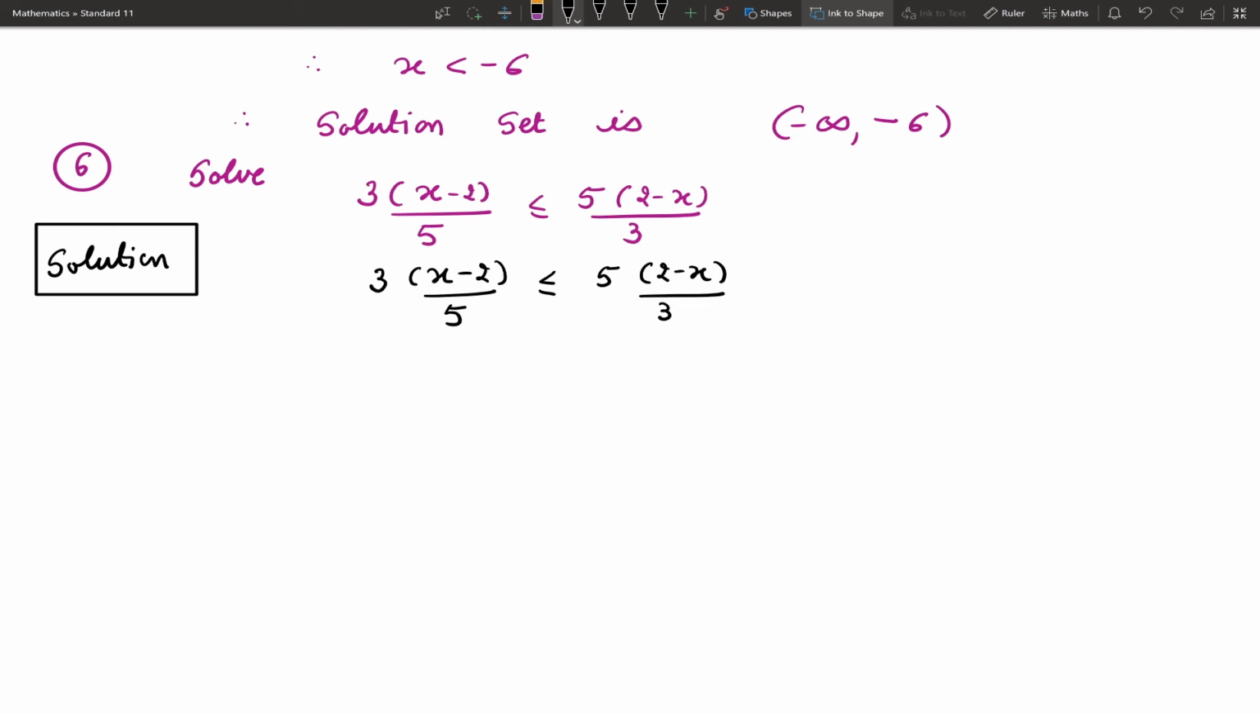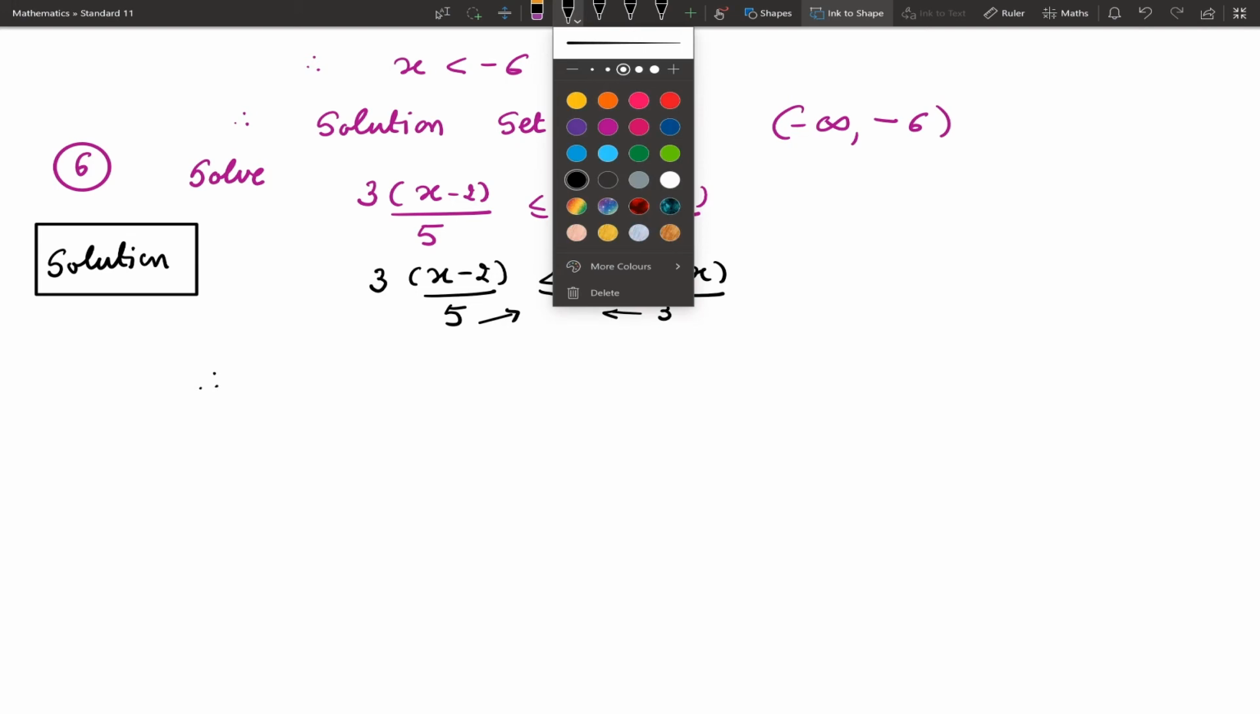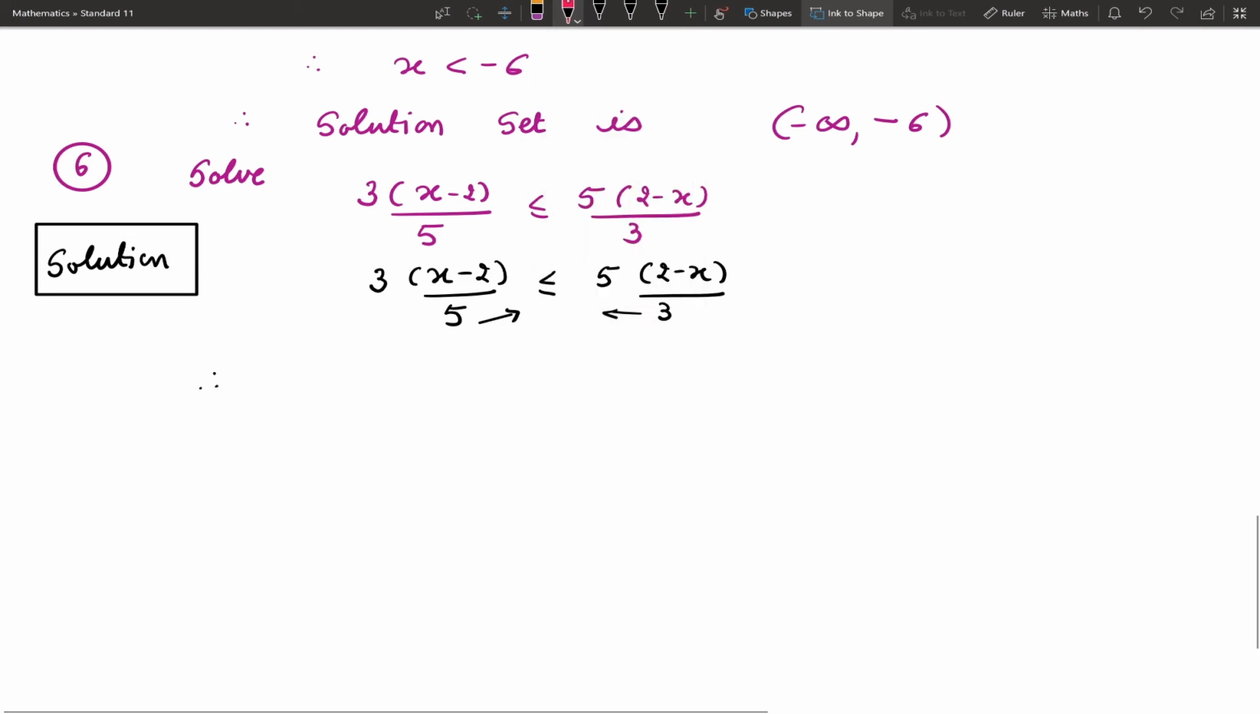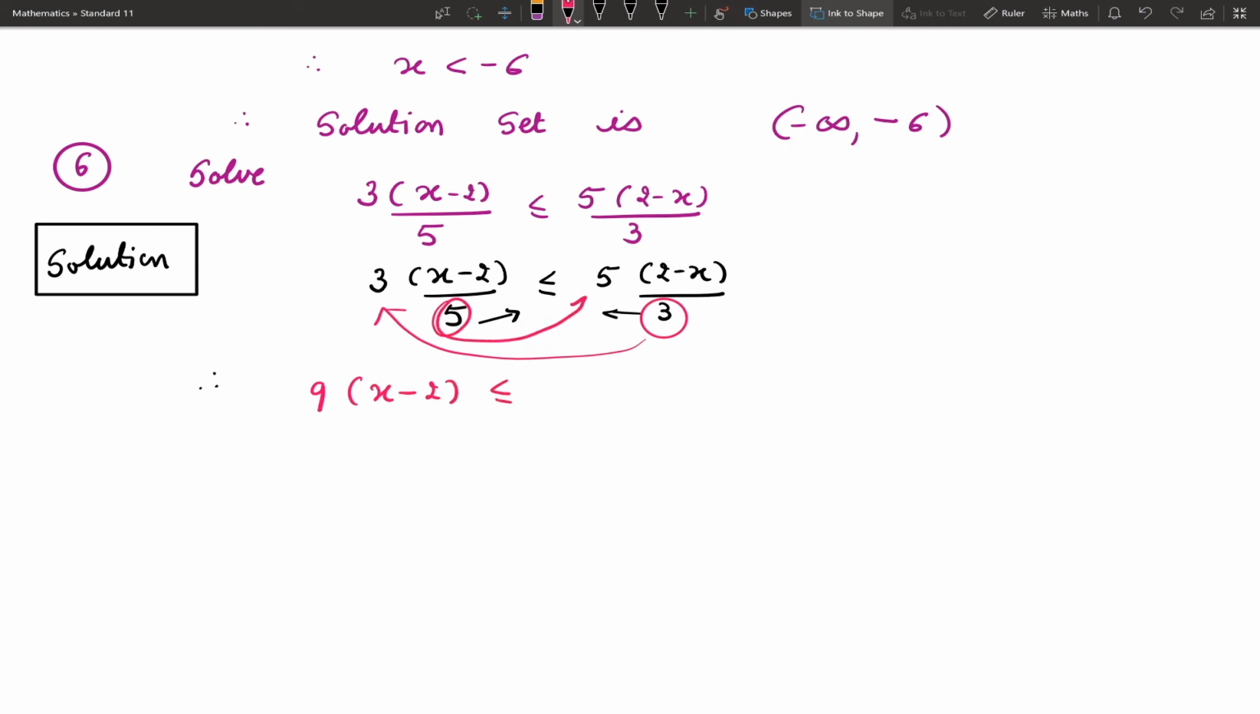We can take cross multiplication if denominator is positive. So take 3 this side and 5 this side. So multiplied this by here. So 3 into 3, 9 into x minus 2. This 5 it will be here. 5 into 5, 25 into 2 minus x.